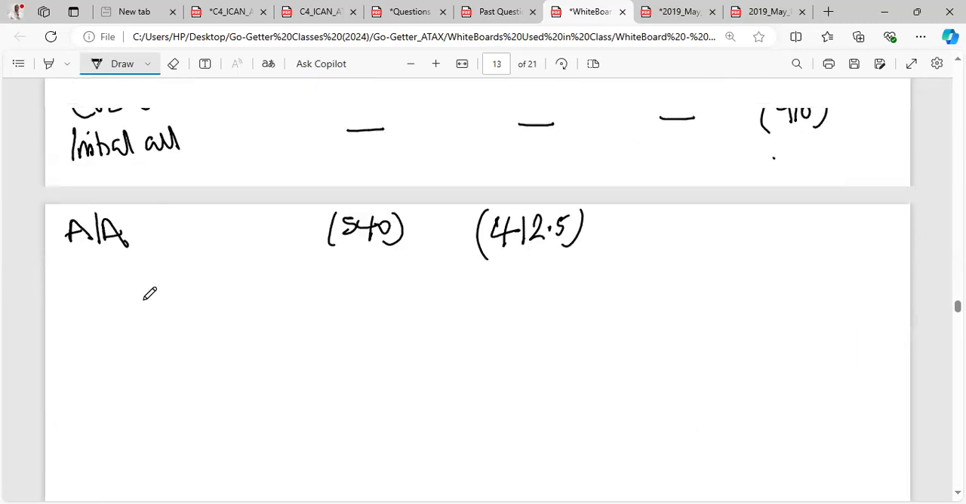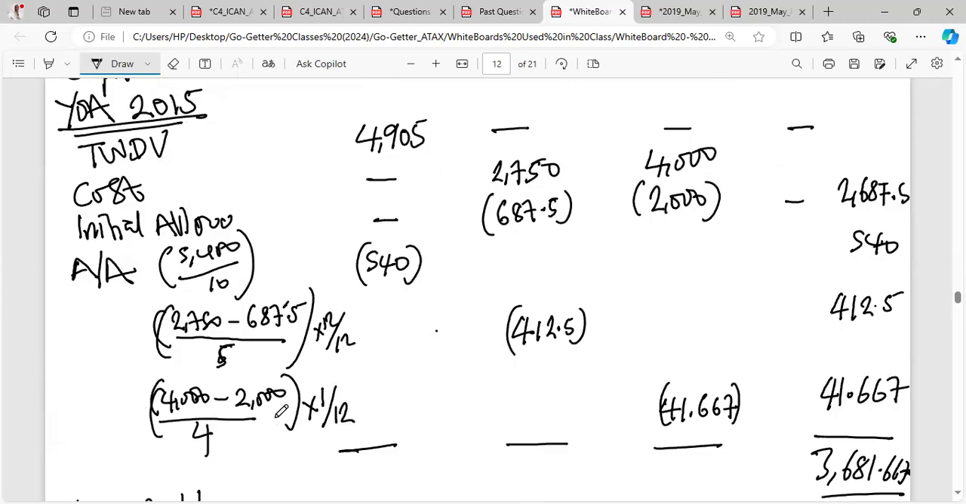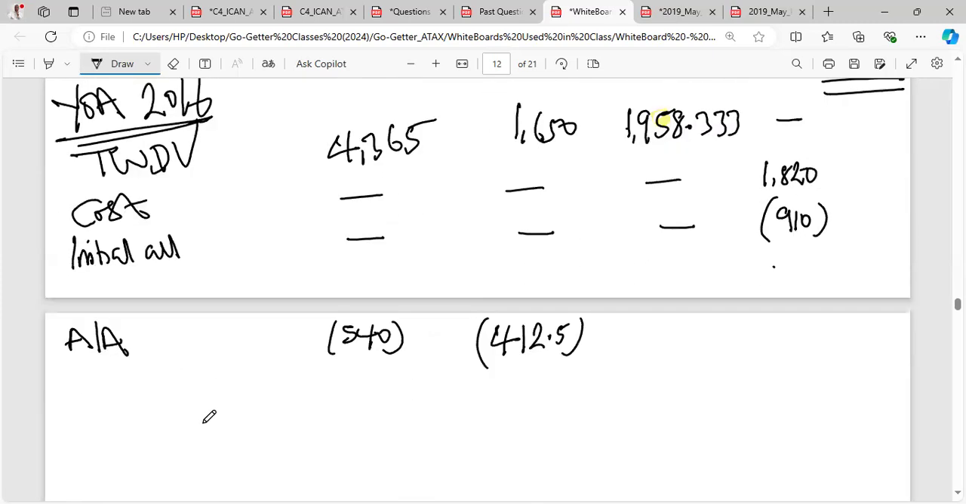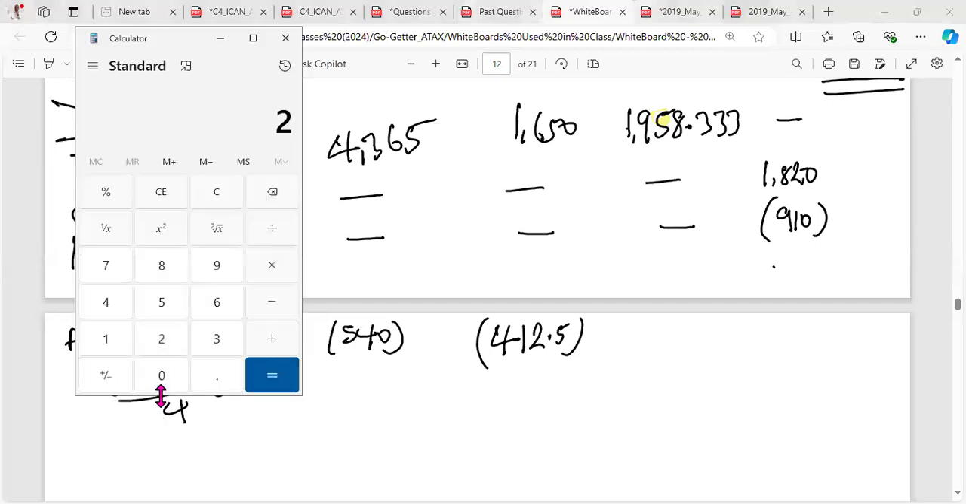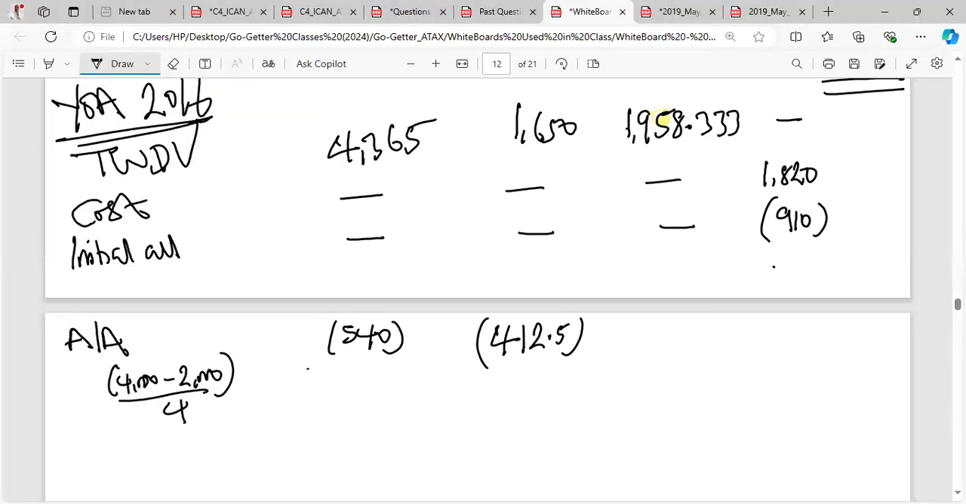So we simply say, let me do that one here again. 2000 over 4. I will just do it this way. 4000 minus 2000 divided by 4. It's the same thing as saying 2000 divided by 4. 2000 divided by 4 will give you 500. So this should be 500.